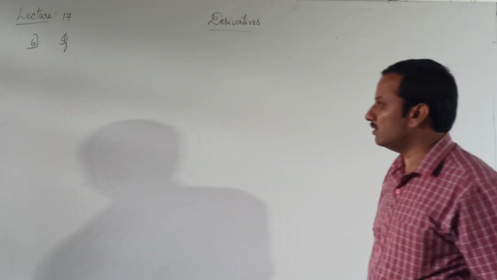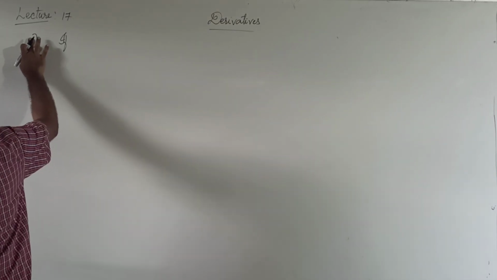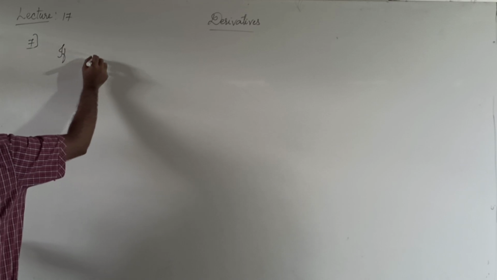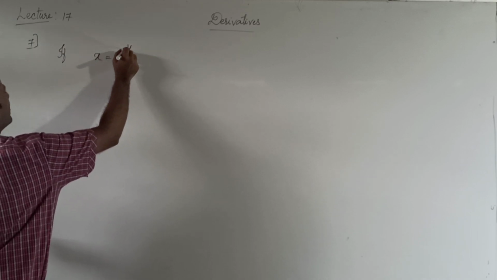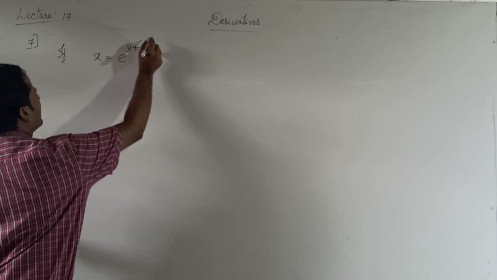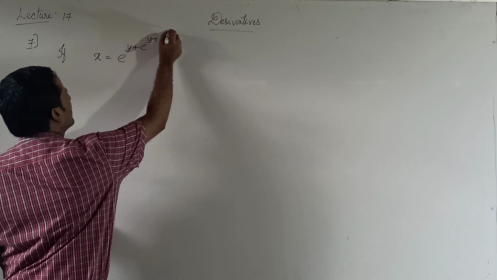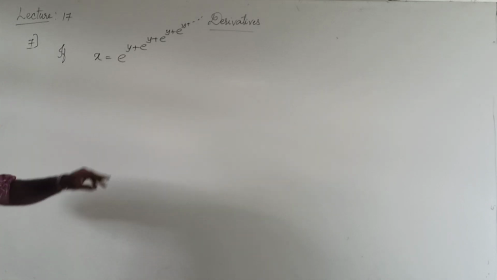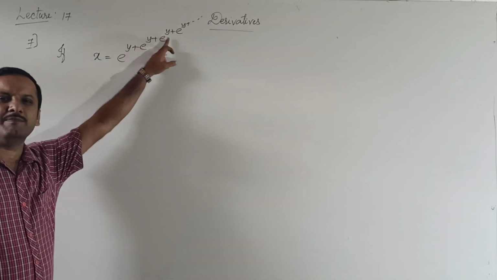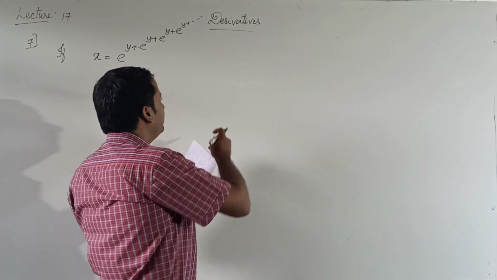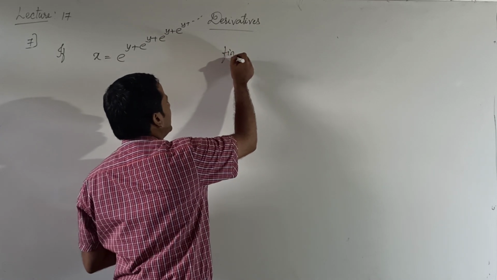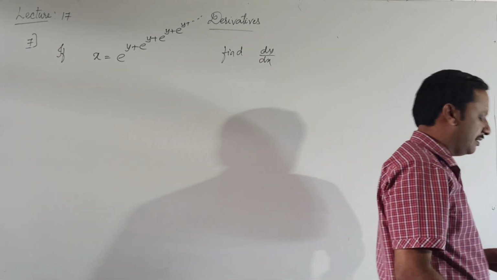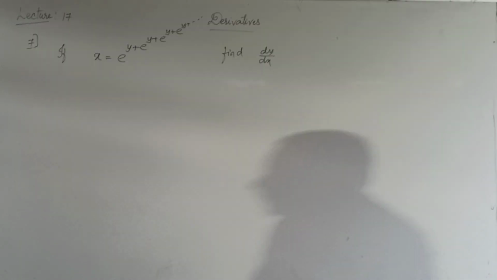If x is equal to e power y plus e power y plus e power y plus e power y, and so on up till infinity, then find dy by dx. Find dy by dx. That's the question.